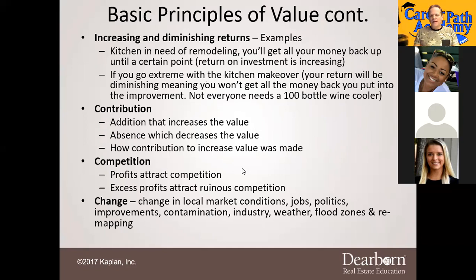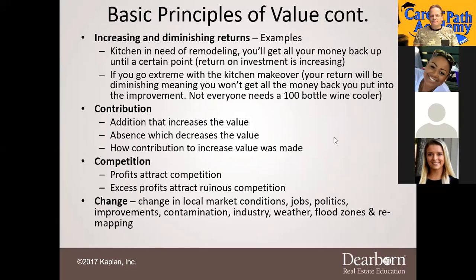Contribution. I could give two of you $50,000 and say, here, go do improvements on this house. And you both do different types of improvements. How that money has been used can make an effect on the value, one more so than the other, right?